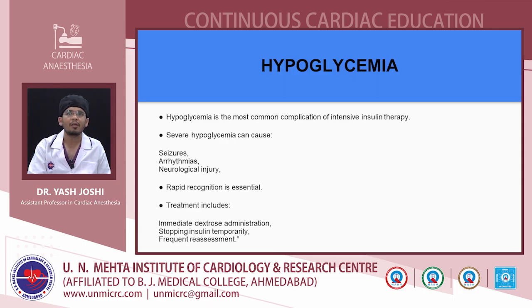Now coming to hypoglycemia. Hypoglycemia remains the most feared complication of insulin therapy in the ICU. Severe hypoglycemia may cause seizures, cardiac arrhythmia, permanent neurological injury and death. Rapid recognition is therefore very much essential. Treatment involves immediate administration of dextrose, temporary adjustment or discontinuation of the insulin infusion, and frequent reassessment of the blood glucose level. The modern philosophy of ICU glucose control is not only avoiding hyperglycemia but equally avoiding hypoglycemia.